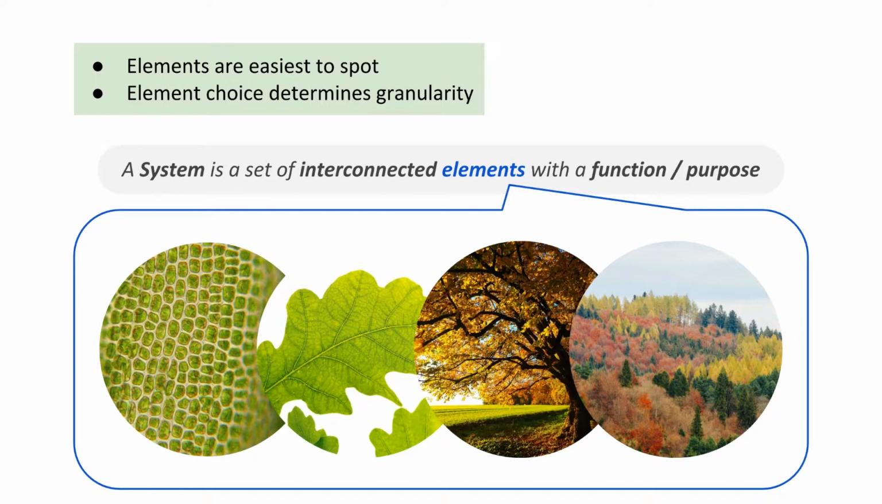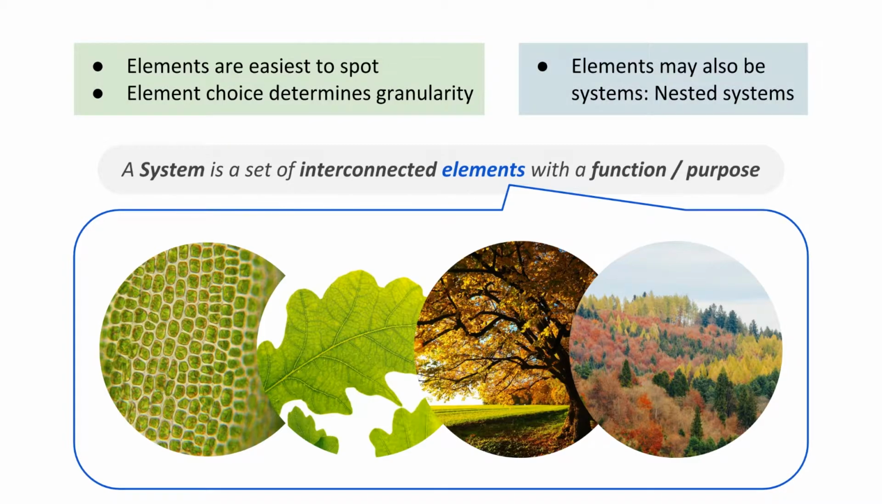as a whole. Also, we see that elements may themselves be systems. So the leaf is at the same time an element of the larger system of the tree, but it also forms an entire system where the plant cells are elements. So we can have systems nested within systems.